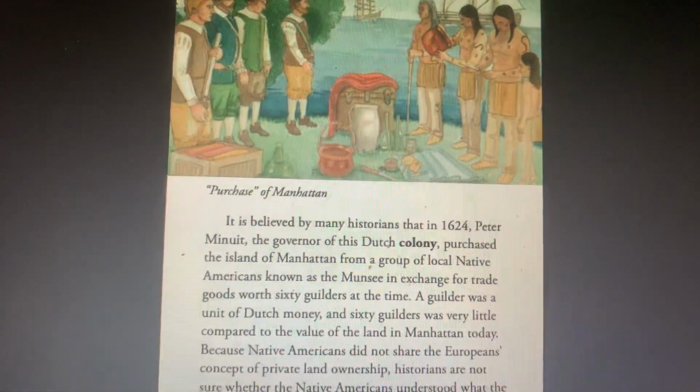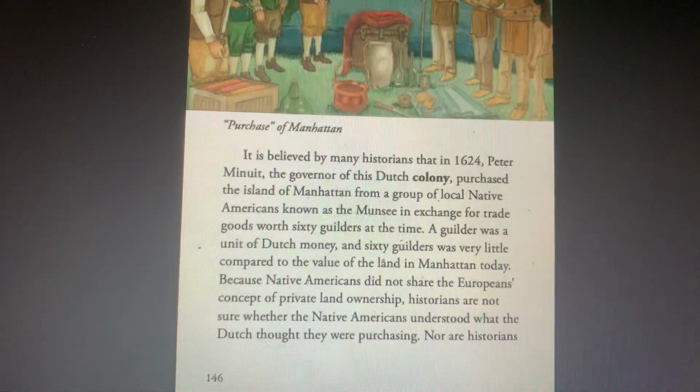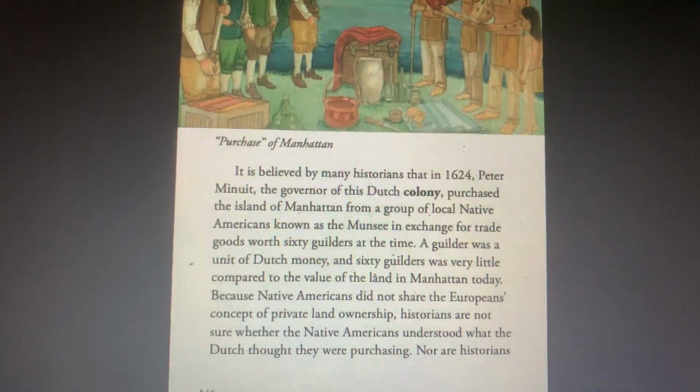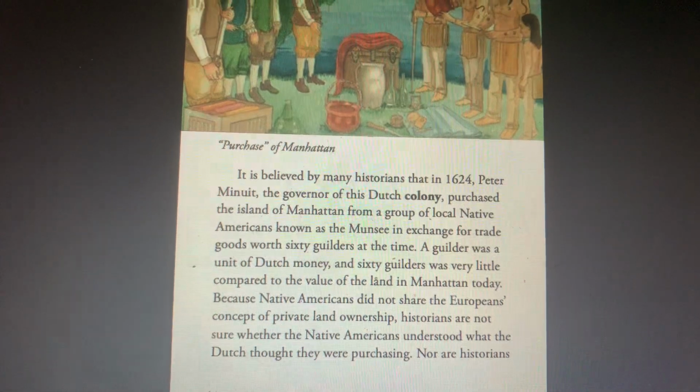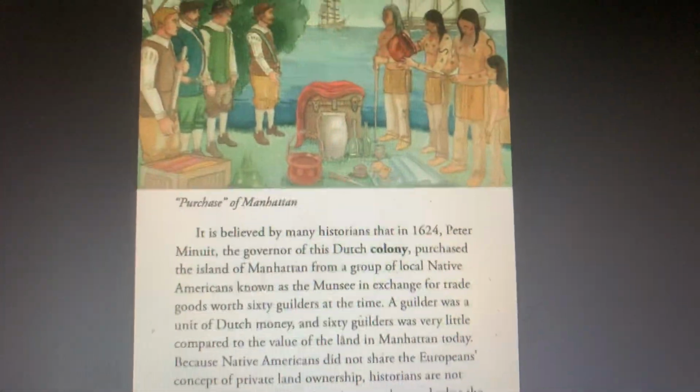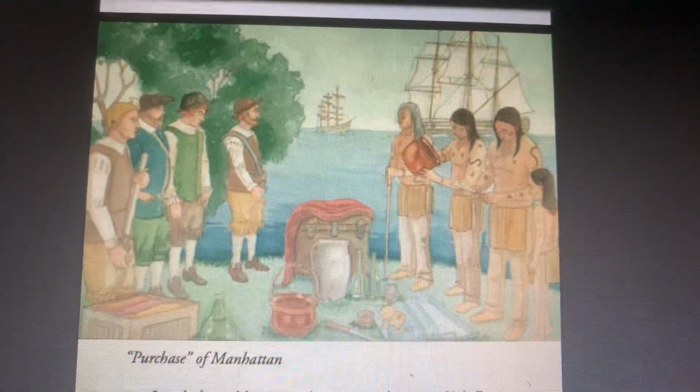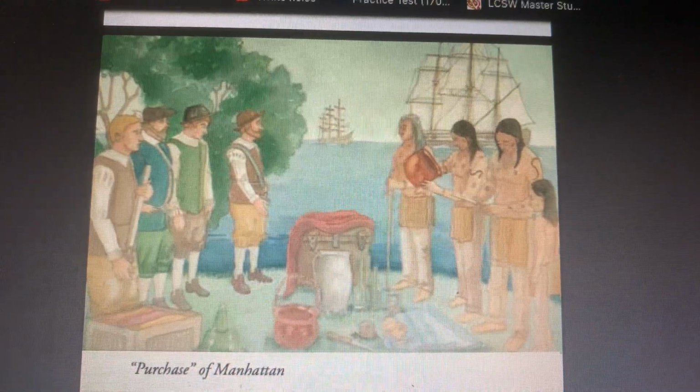Because Native Americans did not share the Europeans' concept of private land ownership, historians are not sure whether the Native Americans understood what the Dutch thought they were purchasing. Let's see here in this illustration, this is the purchase of Manhattan.